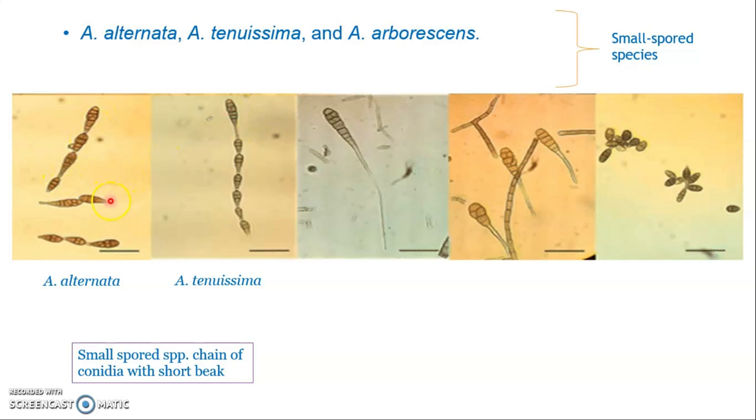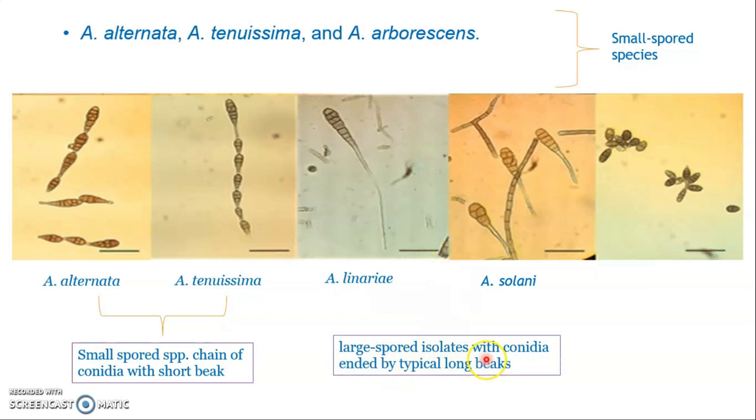And this beak is very small. So you can see, but when we talk about Alternaria linearia and Alternaria solani, you can see the spore, the conidia, and its long beak. Look, and here, long beak. So these two have long beaks, large-spored isolates of species with conidia ended by typical long beaks. But this has no beak.